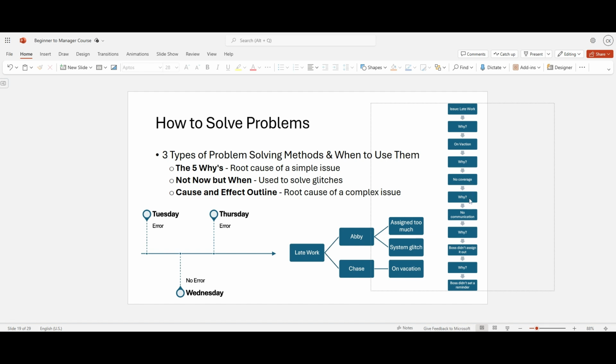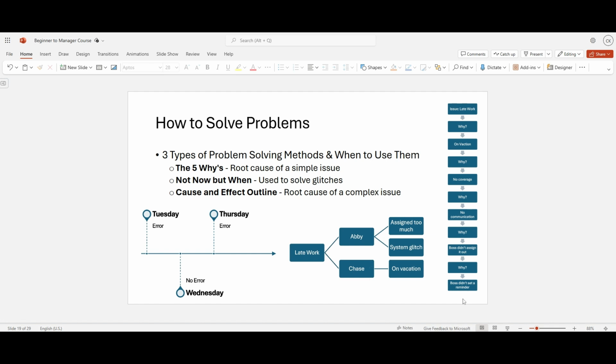Okay, why did no one cover their work? There was no communication on what work needed to be covered. Okay, why was there no communication? The boss didn't assign it out, right? So the boss was responsible for that communication. Okay, why didn't the boss assign it out? Oh, the boss didn't set a reminder. Okay, so then we've gotten to the root issue, right? We've gone why five times deep.